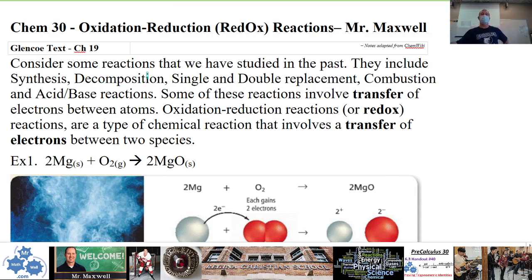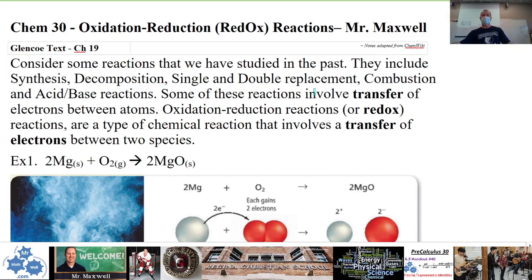Decomposition, that's the reverse process. We have a compound that breaks down into two or more simpler parts. Single and double replacement, all right? A lot of the reactions that we see today are single or double replacement. Combustion, where we have a hydrocarbon and oxygen producing carbon dioxide and water. Acid-base reactions, which we just finished that unit, so you know a lot about those.